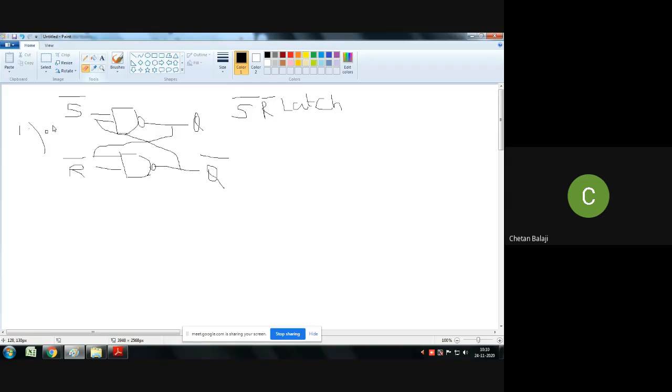Second point: write the truth table. What you need to write is S bar, R bar, Q. And the first case is 0 and 0.